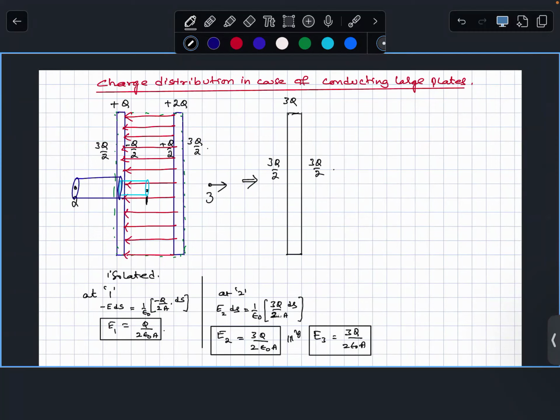Yes. Excellent. Flux inwards, because at this point E.